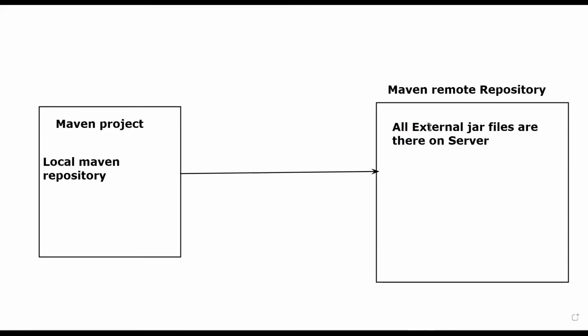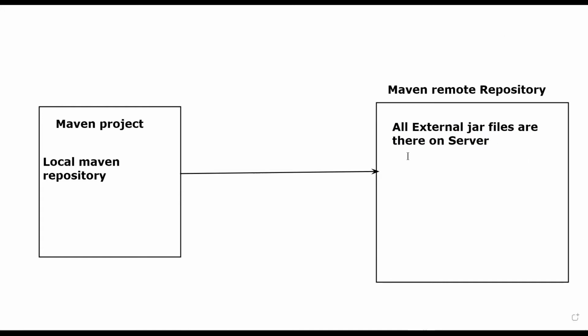If you want to use these external jar files, you have to just call them from remote repository to your local repository. You need not download it. You need not store it in your local system. You need not configure it in your project either. You will be just creating a Maven project, one local repository will be created, and then you can ask for any external jar files from Maven remote repository. Now, how will I be calling, how will I be specifying which jar files I need and which jar files I don't require, because there will be lakhs of jar files on this remote repository.